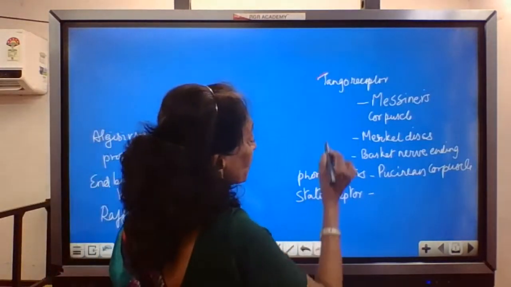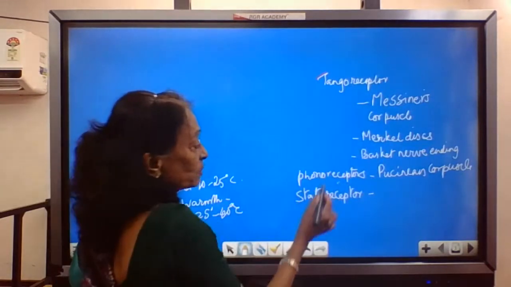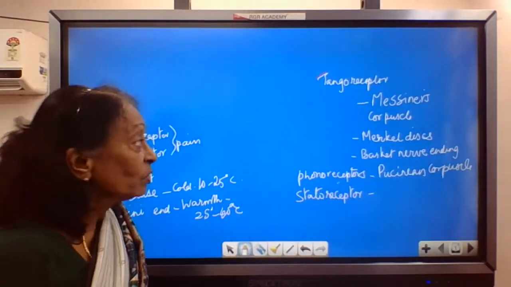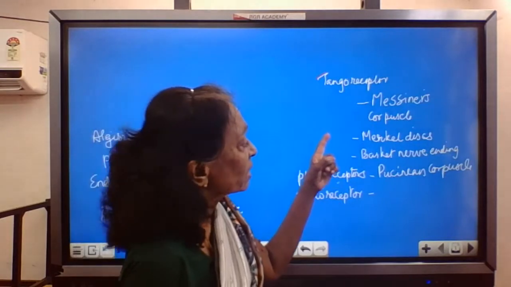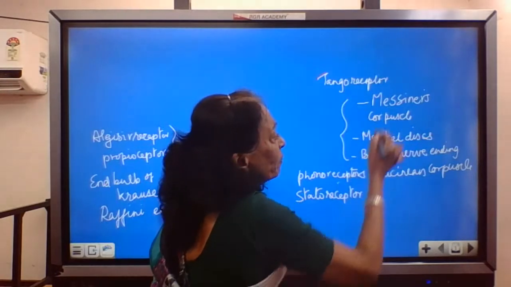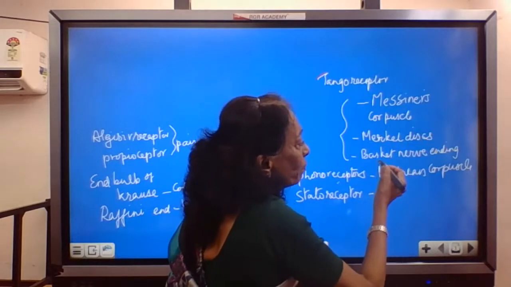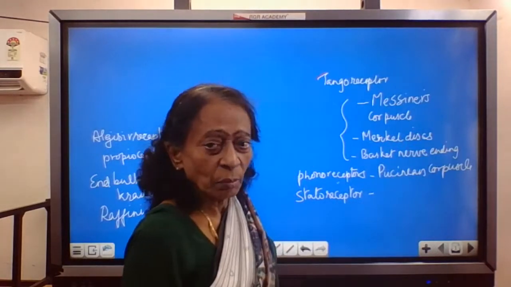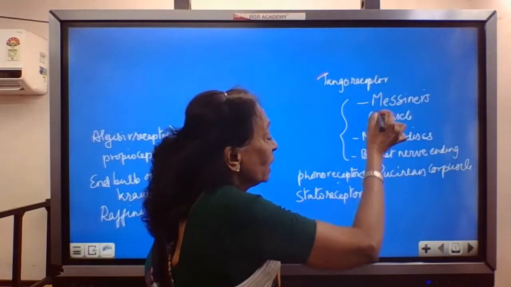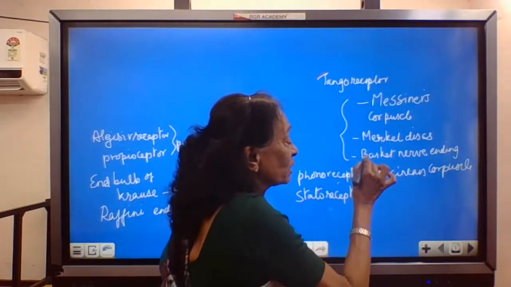The receptors of pressure are known as tangoreceptors, phonoreceptors, and statoreceptors. Tangoreceptors are the ones which help you to feel. These three are the receptors: Meissner's corpuscle, Merkel disc, and basket nerve ending. You can mark it down if you are interested. Tangoreceptors particularly help in the feeling of light touch. Now, phonoreceptors are for pressure, slight pressure.